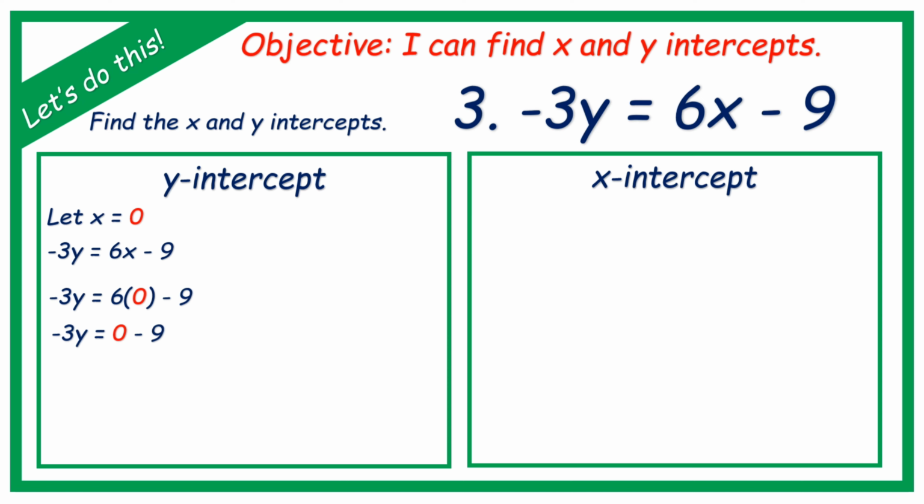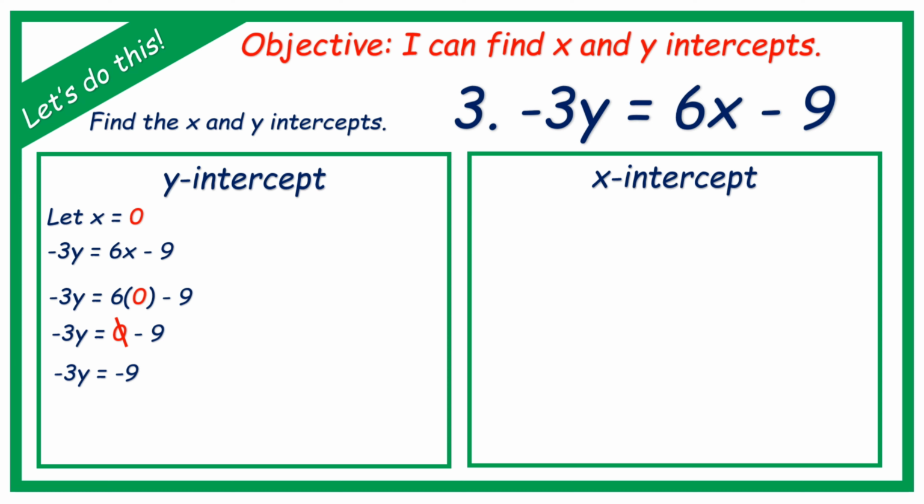Negative 3y equals 0 minus 9. Why? Because 6 times 0 is 0. Okay. Again, anything you add, if you add 0, the answer is the same to any number. Okay? So, instead of adding 0 or subtracting 0, we just simply cancel it. Like that. Okay? So, we're just going to write the remaining number and variable. Okay? We have negative 3y equals negative 9.